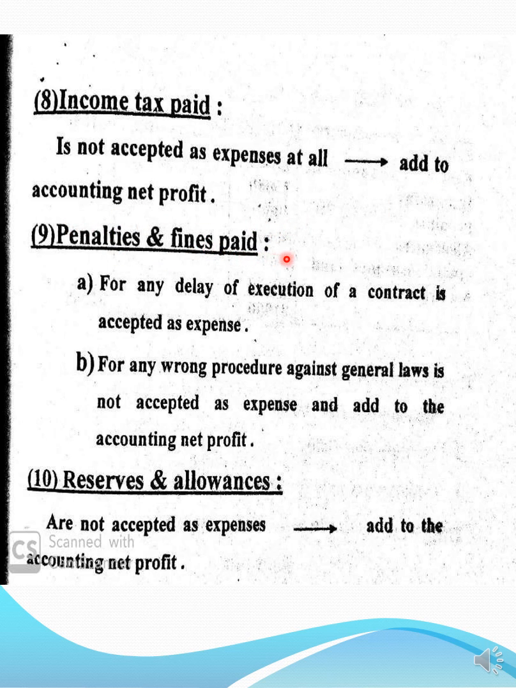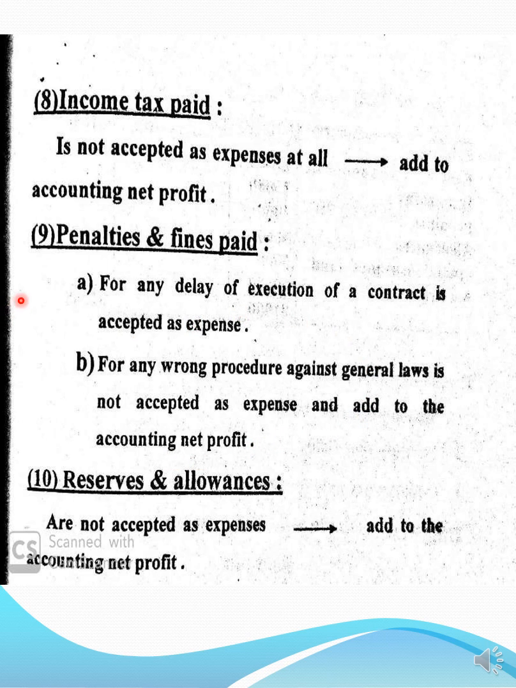Penalties and fines paid. Penalties, we are having two types. First type, for any delay or of execution of a contract is accepted as expense, but there is another type, for any wrong procedures against general law is not accepted as expense and add to the accounting net profit.